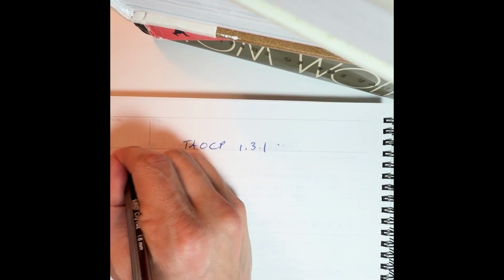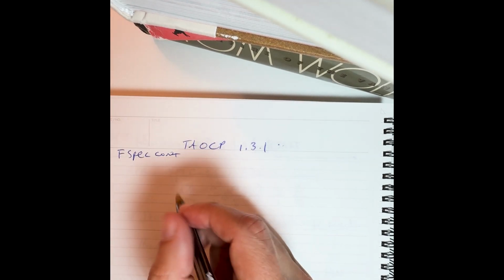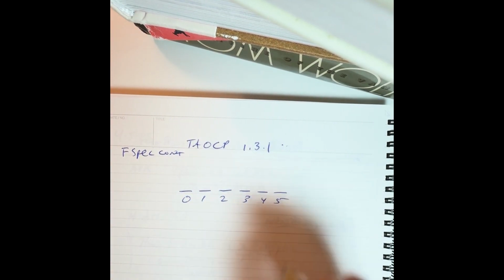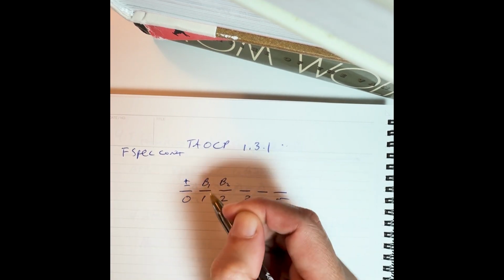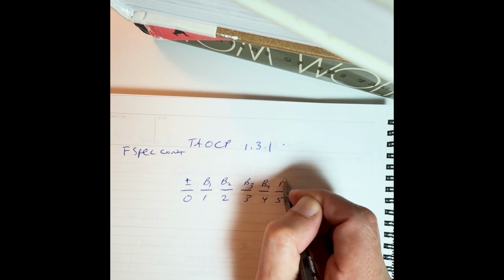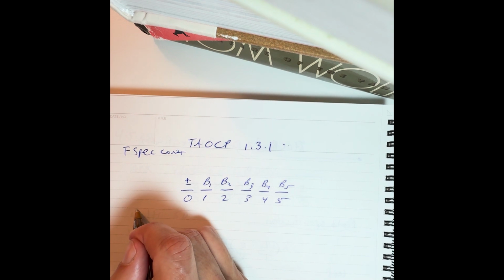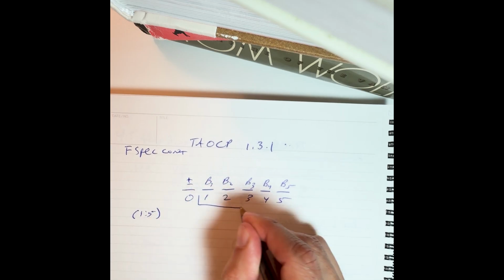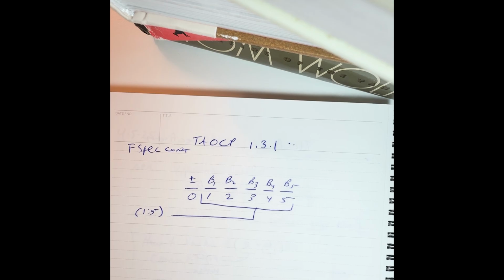Okay, so field spec continued. And we're doing these examples. So 1, 2, 3, 4, 5, 6, 0, 1, 2, 3, 4, 5 for our index. Our plus or minus, our first byte, second byte, third byte, fourth byte, and fifth byte. And we're continuing on with examples. 1, 5 is going to be from 1 to 5, the whole word except for the sign.